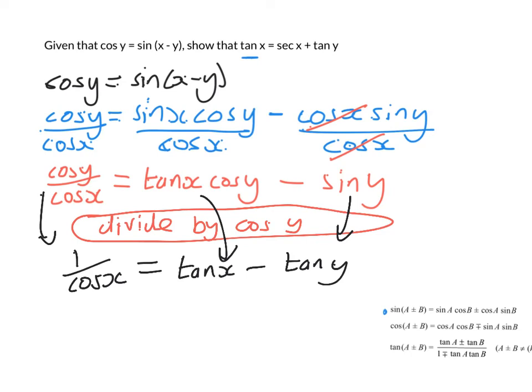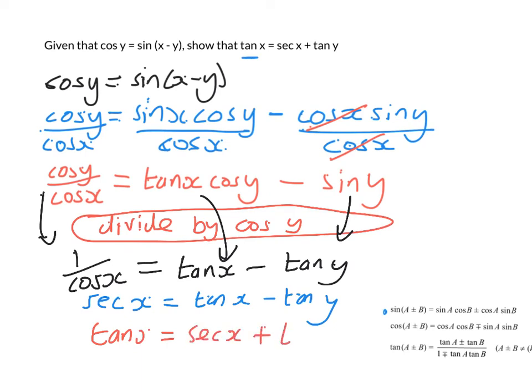Now, we needed a sec. Well, 1 over cos is, of course, sec. So this is all falling into place. So I've got sec x equals tan x minus tan y. Change the colour of the pen again. Hope you can see the red okay. So I've got tan x is going to equal sec x, and I just shove the tan y over there. And there you go, job done.